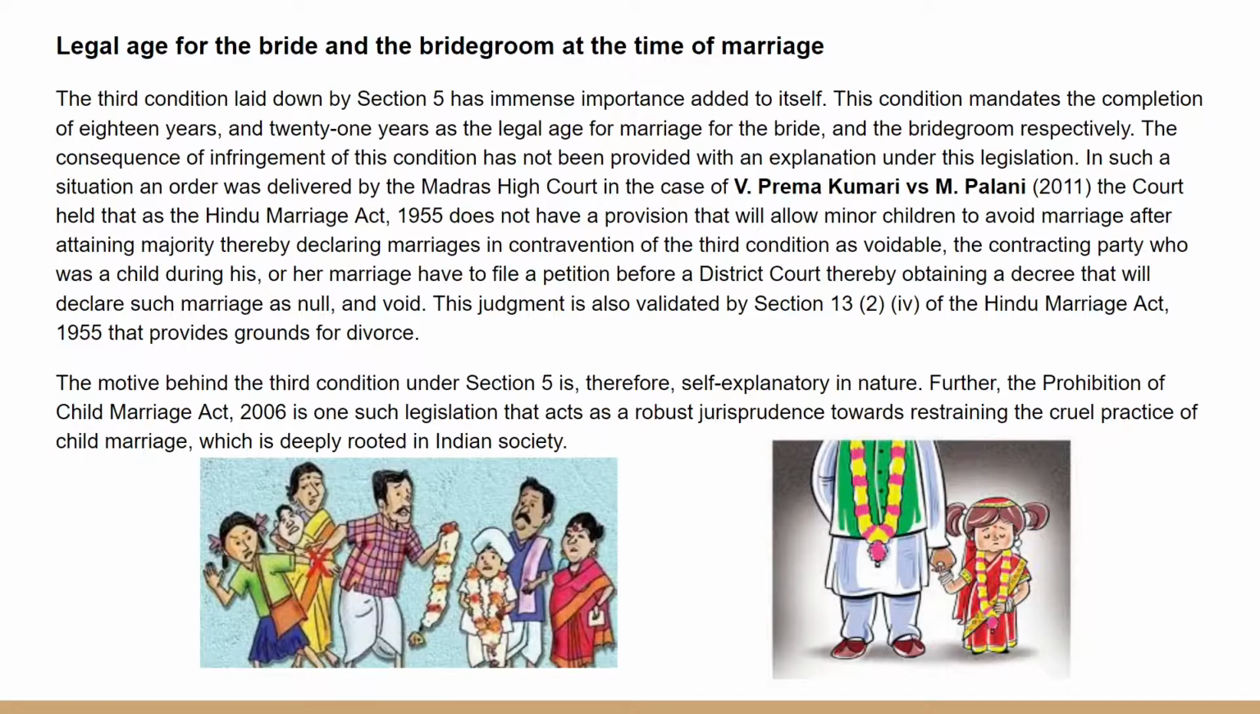This judgment is also validated by Section 13(2)(4) of the Hindu Marriage Act, 1955, that provides grounds for divorce. The motive behind the third condition under Section 5 is, therefore, self-explanatory in nature. Further, the Prohibition of Child Marriage Act, 2006 is one such legislation that acts as a robust jurisprudence towards restraining the cruel practice of child marriage, which is deeply rooted in Indian society.